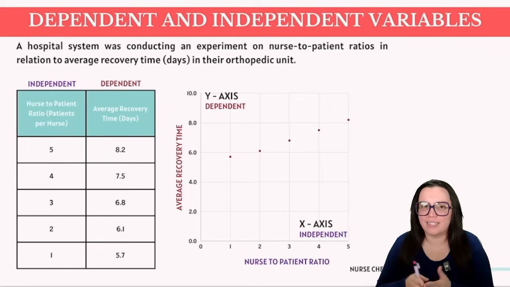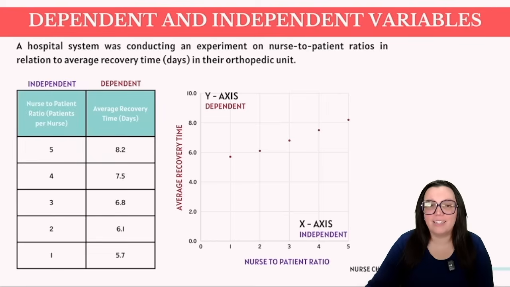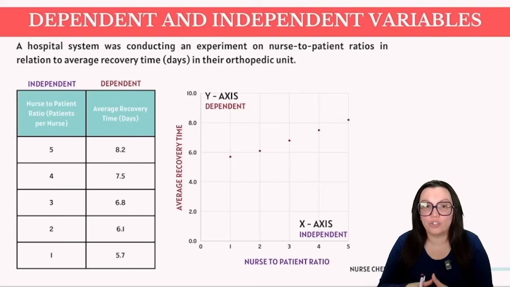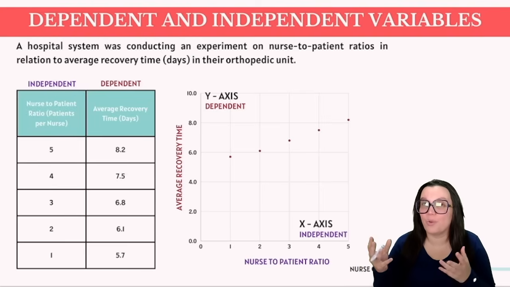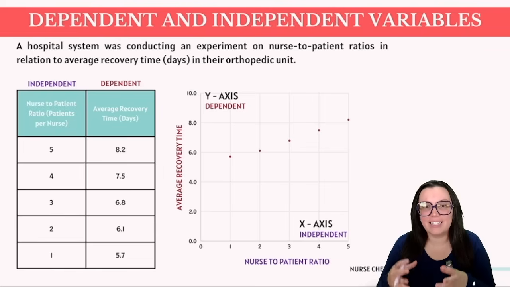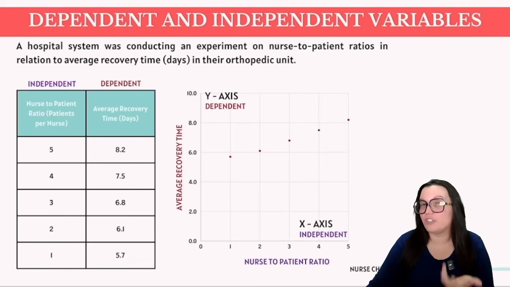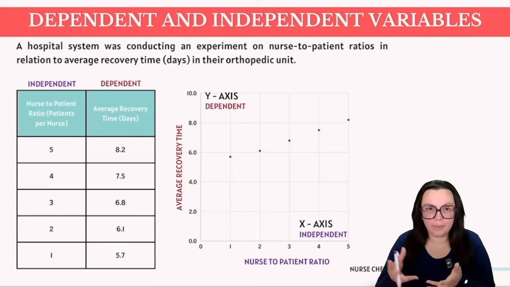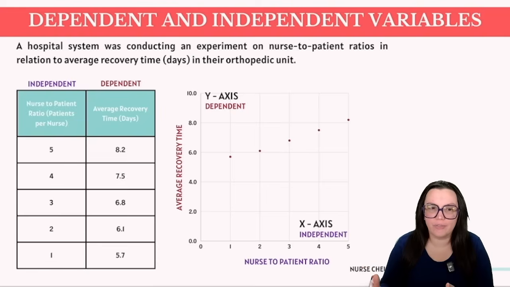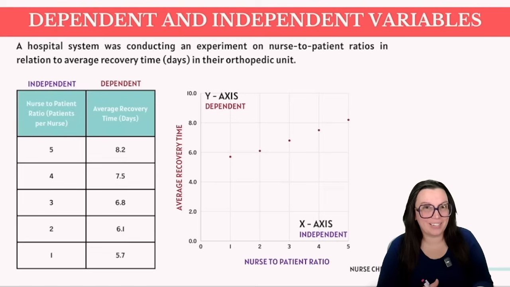Let's take a look at another example. Imagine a hospital system is conducting an experiment to understand the relationship between nurse-to-patient ratios and average recovery time for patients on an orthopedic unit. The task is to represent the given data on a graph. This scenario poses an interesting question. Between the nurse-to-patient ratio and the average recovery time, which is our dependent variable and which is our independent variable?